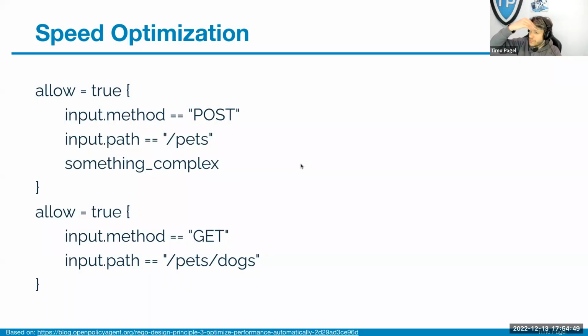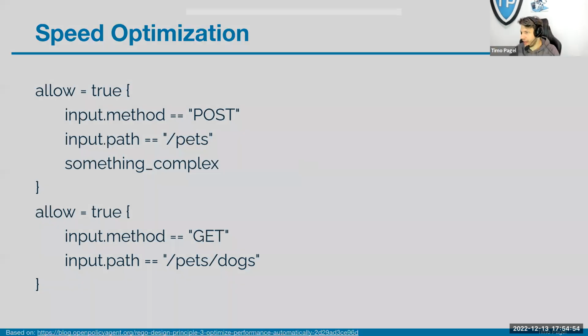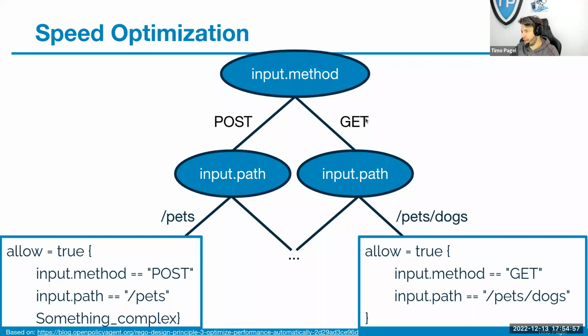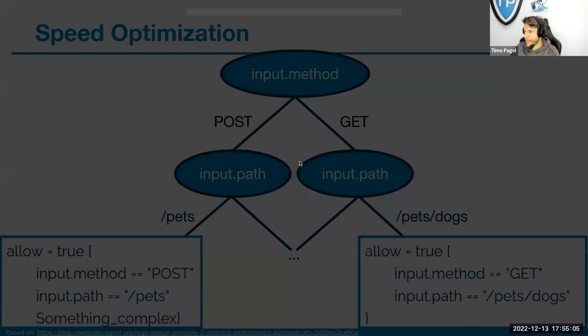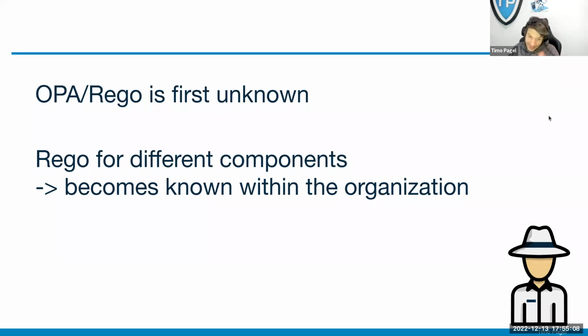OPA also performs some speed optimization to let the authorization decision come as quickly as possible. So it creates a tree, and then it tries to go the right path for the decisions. As we discovered, Rego is mostly unknown in the first place, but when you use it, especially in different components, like for the service, to perform authorizations for Kubernetes and so on, then you build up some Rego knowledge, and then it becomes very well known to the organization, and you can easily write such policies.